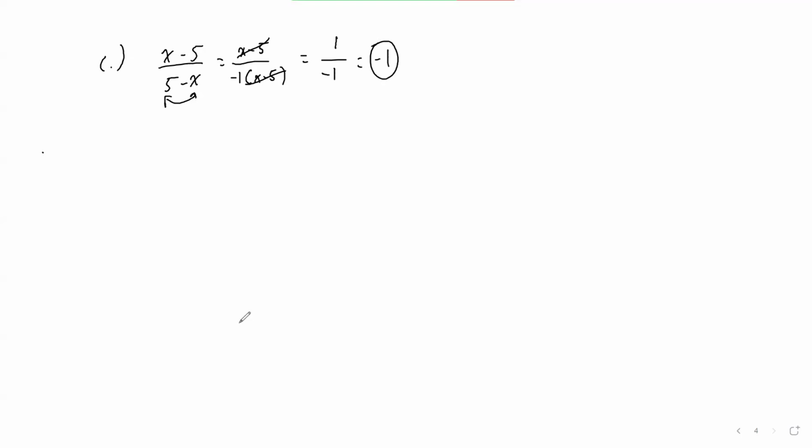Now to find your restrictions, again, you can take either one of these. I like to take the factored version. So -1 times x minus 5 equals 0. Set them equal to 0. So -1 equals 0, and x minus 5 equals 0. -1 does not equal 0, so that goes away. Then all I have to do is add 5, so I find out that x cannot equal 5.